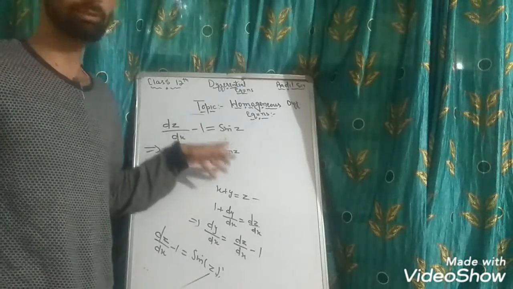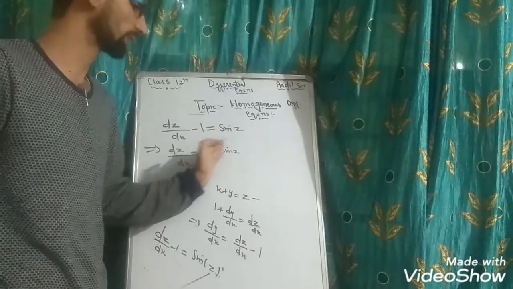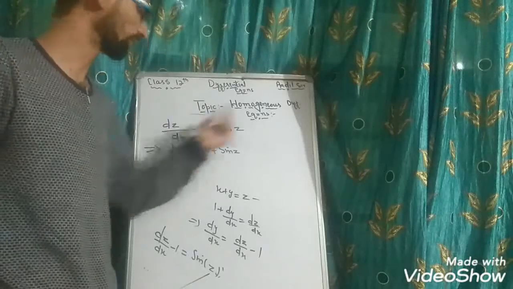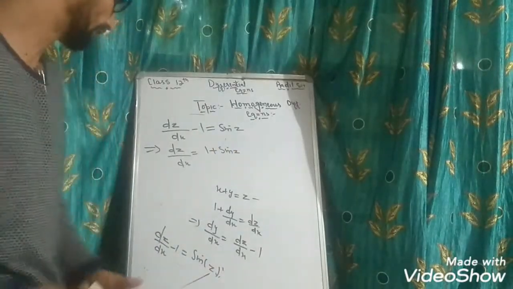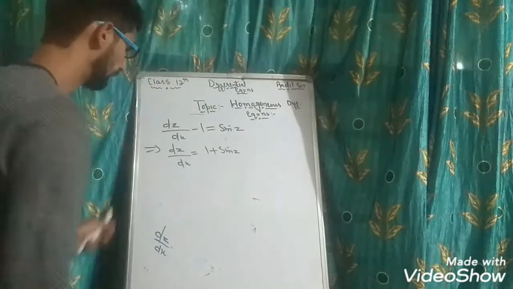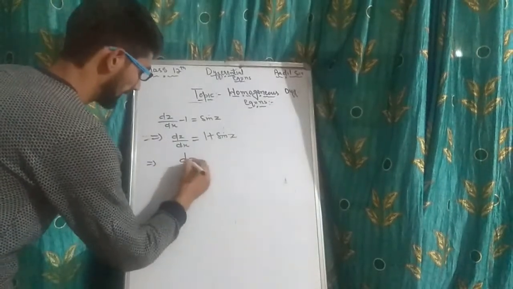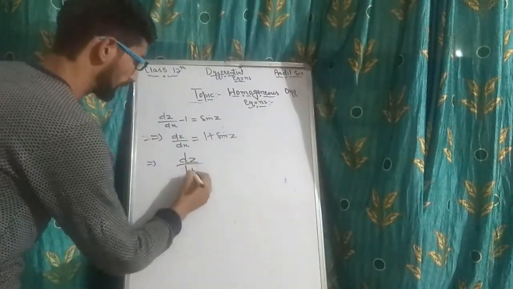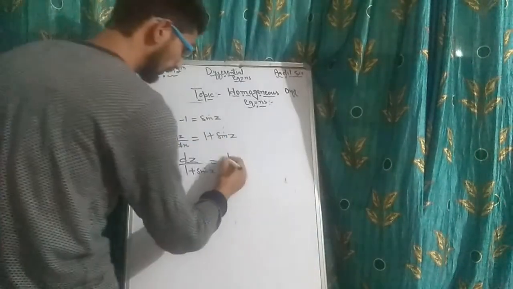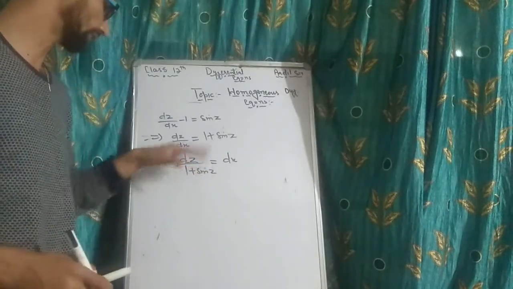Now we can apply the variable separable method. How? Because we can associate this dz easily with the function 1 plus sine z, and dx we can easily associate with x. So when we apply the variable separable method, we get dz divided by 1 plus sine z equal to dx. Now we have done the variable separability. After that we have to integrate on both sides.